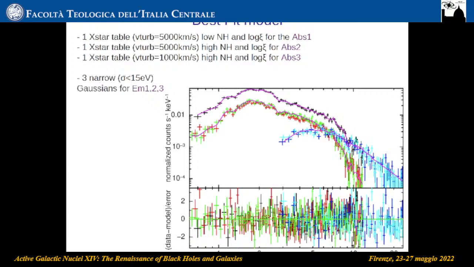So, very long story short, I ended up fitting all these different residuals with actually 3 absorbers, called absorber 1, 2, and 3. One with low column density and ionization parameter to fit the soft part, basically, and 2 different high column, high ionization absorbers for the features at higher energy. And we also modeled the emission with 3 Gaussians for the moment.